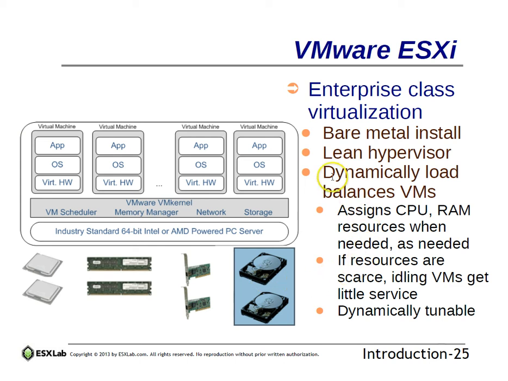Now, the point is the VM kernel dynamically load balances VM resource demands against available physical resources. It assigns, for example, CPU and memory to VMs when needed, as needed, and can steal it back if it's not needed. If resources are scarce, the VM kernel might force idling VMs to wait instead of giving them CPU service, and you can dynamically tune your VMs to indicate which VMs are relatively more or less important, and that improves or reduces their scheduling priority when resources are scarce.